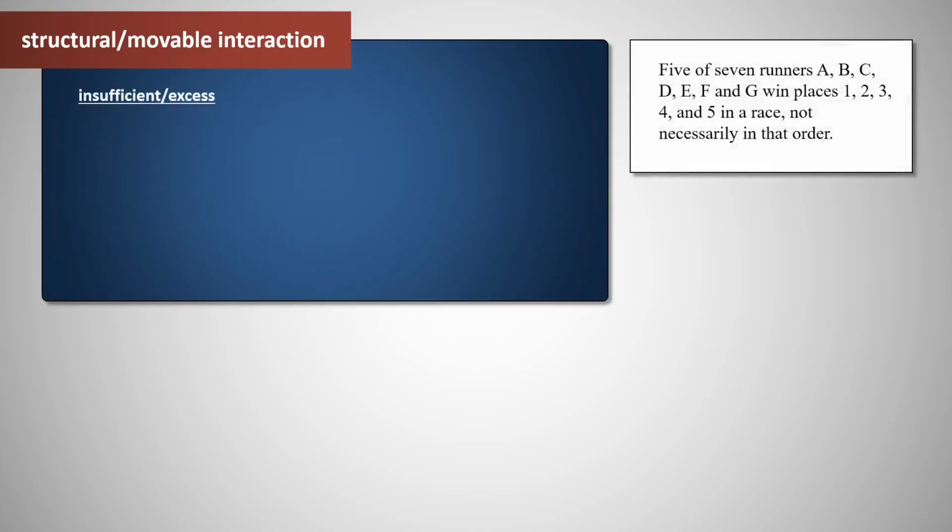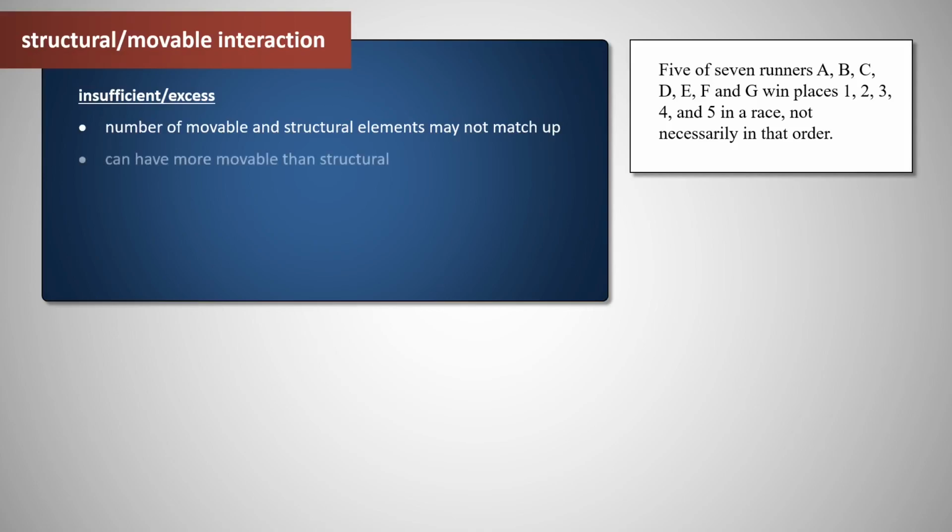So we have this game here. It says 5 of 7 runners, A, B, C, D, E, F, and G, win places 1, 2, 3, 4, and 5 in a race, not necessarily in that order. So we've got, once again, a sequence. We've got places 1 through 5 in a race. We've got the runners A, B, C, D, E, F, and G. But we have a situation where the number of movable and structural elements do not match up. They may not match up, and they do not match up in this case. We've got 7 runners, but only 5 slots.